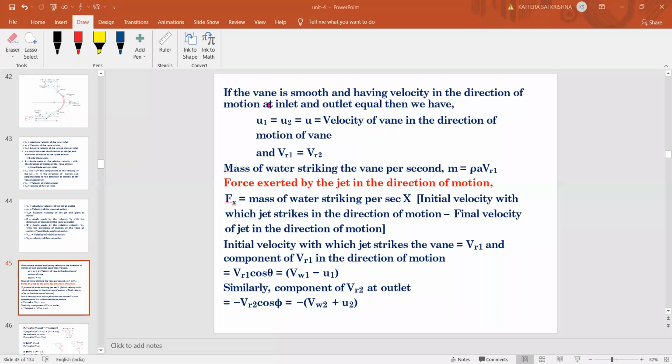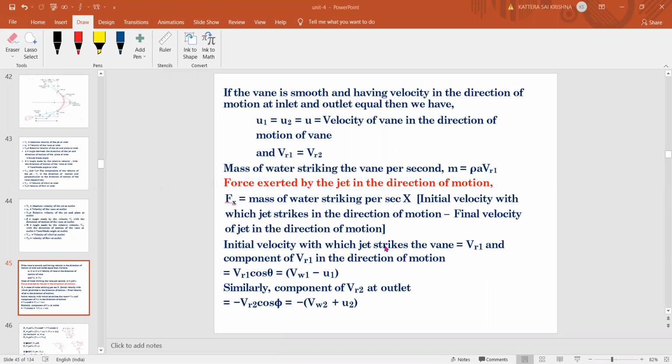And one more thing: the blade or the vane is smooth, so the relative velocities at inlet and outlet will be equal, since there is no loss happening in the flow. So VR1 equals VR2 should be considered because the vane is very smooth. With whatever relative velocity the water is striking, after striking the same velocity VR1 comes out as VR2. That also we need to consider.